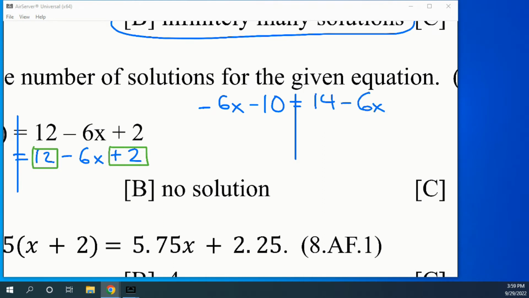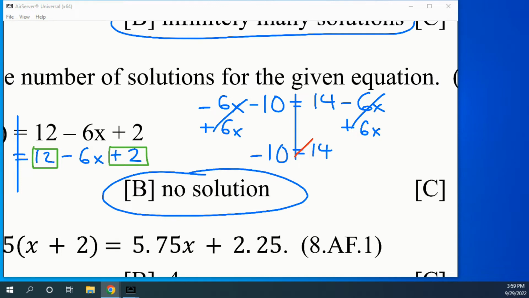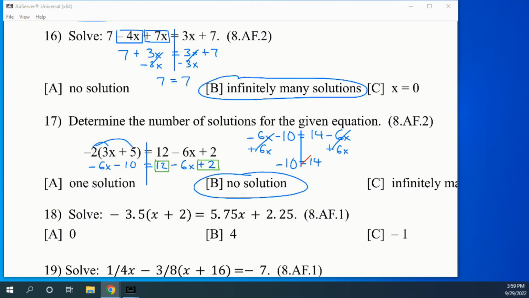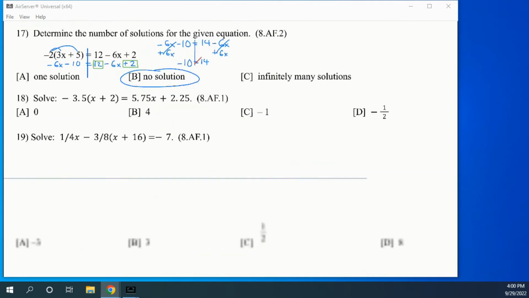minus 6x. Okay. I can determine what our solution type is going to be at this point. But if you can't continue on, I'm going to add 6x to both sides, which will cancel both of those 6x's. And we'll have negative 10 is equal to 14, which is absolutely not true. Therefore, this is going to be no solution. Okay, the left side and the right side will never be equal, no solution. So that's 17.